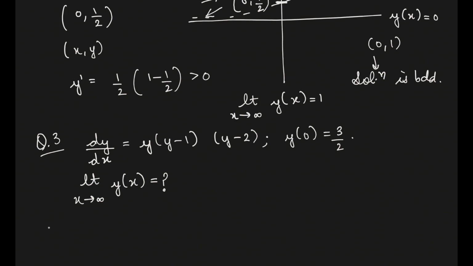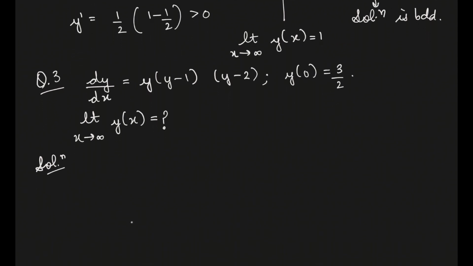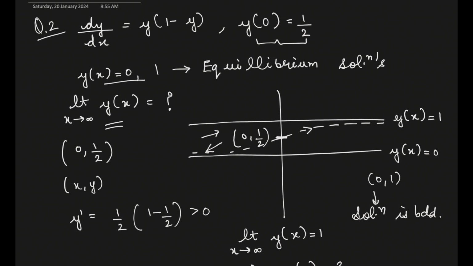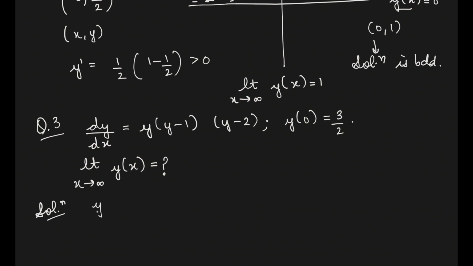Are you sure? See, if I put 3 by 2 in the y dash, it becomes less than 0, negative. So if y dash is negative, it means it is decreasing. Decreasing is correct, but have you plotted all the equilibrium solutions on the graph? Yes, ma'am. As here there were only two equilibrium solutions, so I have plotted y(x) equal to 0 and y(x) equal to 1. Here y is 0, 1 and 2.